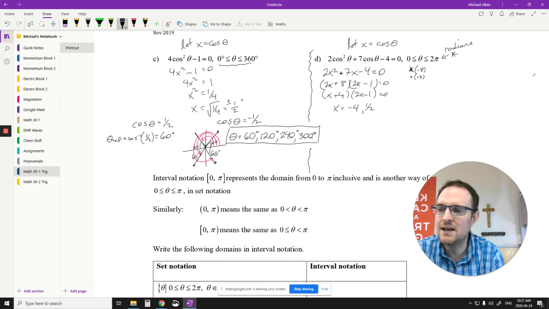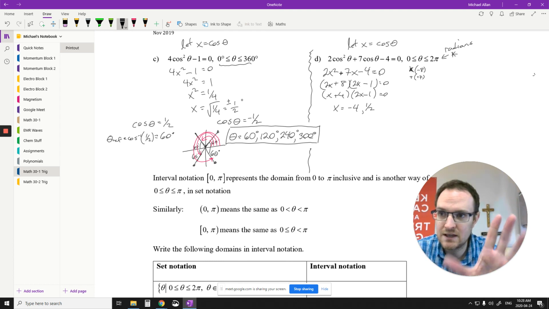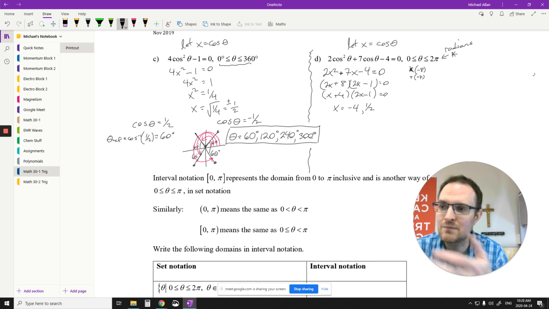And I already realized the negative 4 is not going to work because that is larger than 1. Even if it's negative, it doesn't matter, because you're going to take the sine inverse of that positive number, or in this case, the cos.